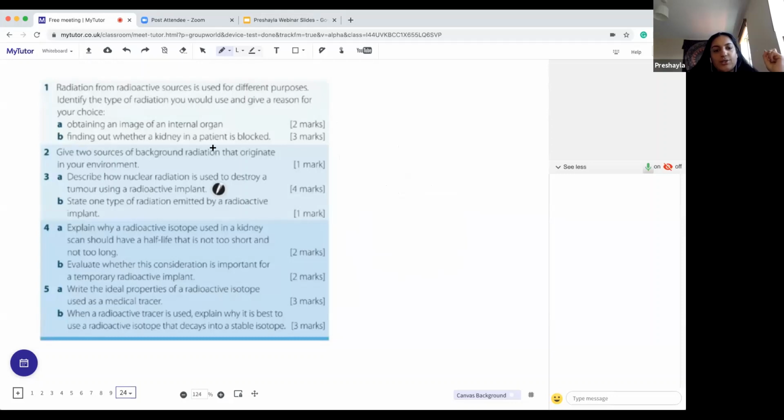Okay, what are two sources of background radiation that originate in your environment? So where can background radiation come from? Everyone is exposed to radiation, but where does that radiation come from? So where does background radiation come from? Have a think.